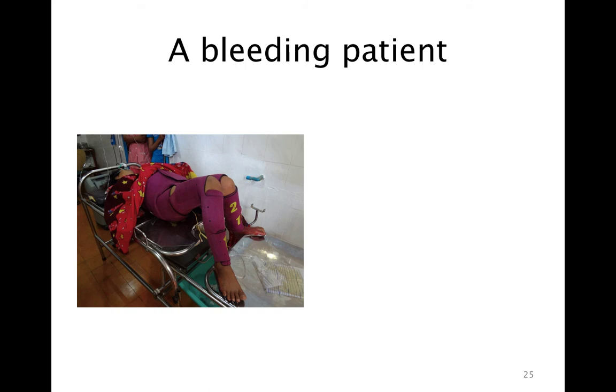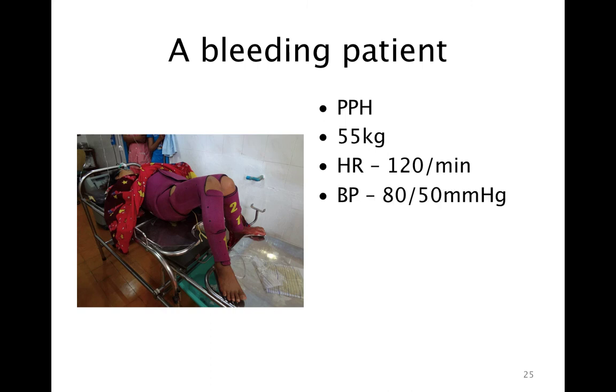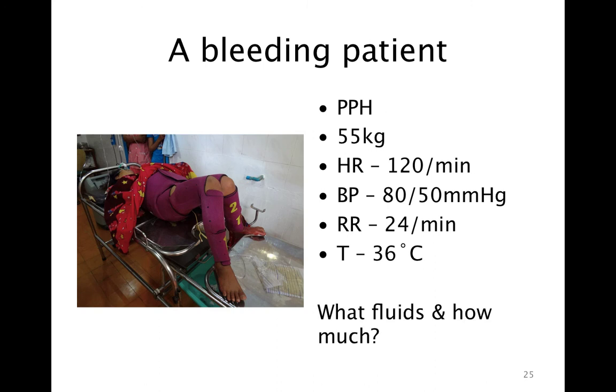This 35-year-old multipara woman is bleeding postpartum, and her estimated blood loss is over 800 ml. She weighs 55 kg. Her vital signs are heart rate of 120 per minute, blood pressure of 80 over 50, respiratory rate 24 per minute, and temperature is 36. What initial emergency fluids would you give her and how much?